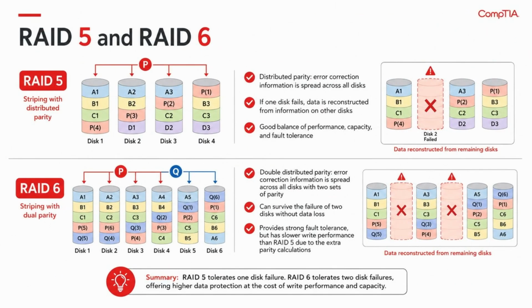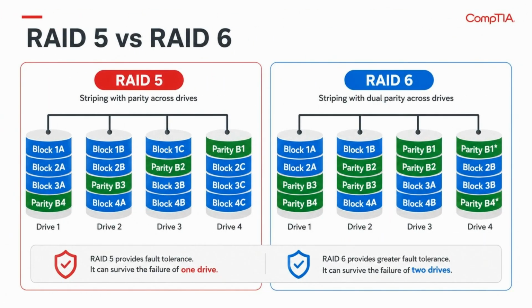Finally, RAID 5 uses distributed parity for fault tolerance, allowing recovery after a single disk failure. RAID 6 adds a second layer of parity, surviving 2 disk failures. This video illustrates how parity blocks are laid out across the array in RAID 5 and RAID 6. Notice how RAID 6 uses twice the parity data to provide that extra layer of fault tolerance.